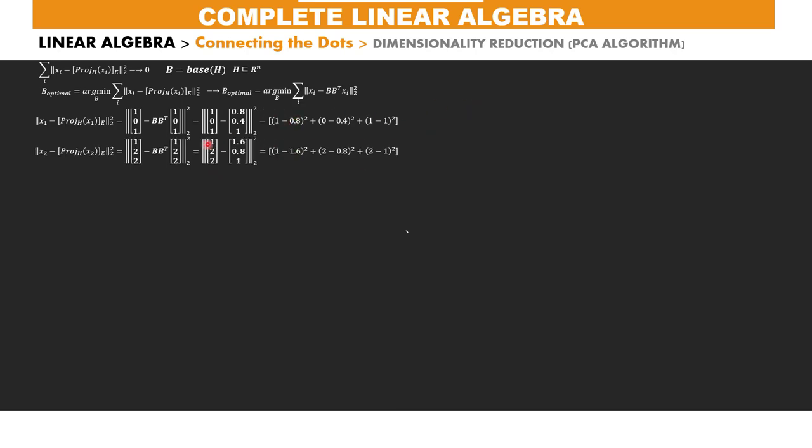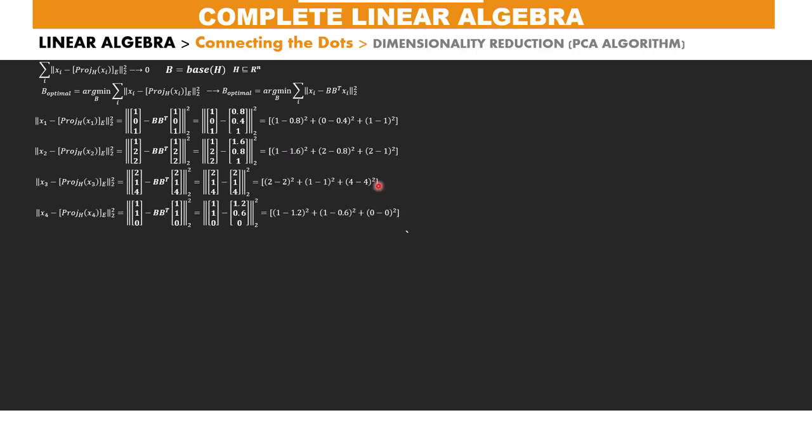And for x2, we have 1, 2, 2 minus 1.6, 0.8, 1, which equals (1 minus 1.6) squared plus (2 minus 0.8) squared plus (2 minus 1) squared, and all of that is summed up. And then x3, and finally for x4 we have 1, 1, 0 minus 1.2, 0.6, 0, where we have (1 minus 1.2) squared plus (1 minus 0.6) squared plus (0 minus 0) squared.